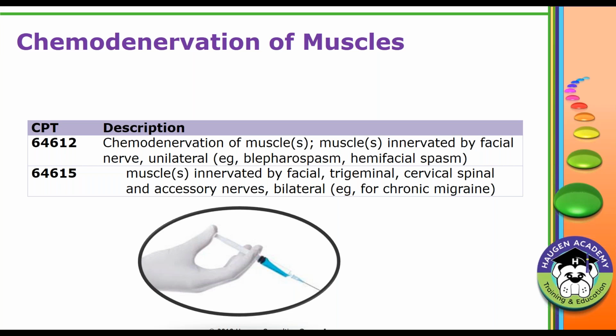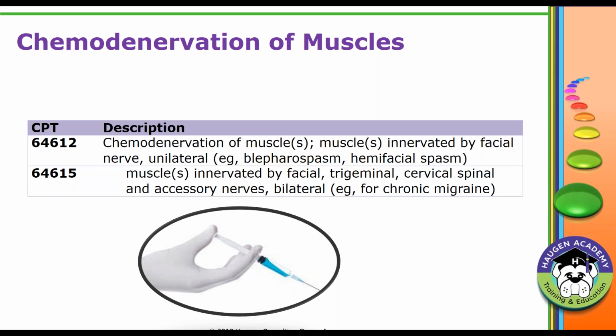And usually, once it's injected, the muscles do become temporarily paralyzed within 24 to 48 hours. And this really helps decrease chronic pain from muscle spasms or stiff muscles. And that duration of the effect really varies between people, but a common interval is noted to be 3 or 4 months. So 64612 is the first code that we have listed here.